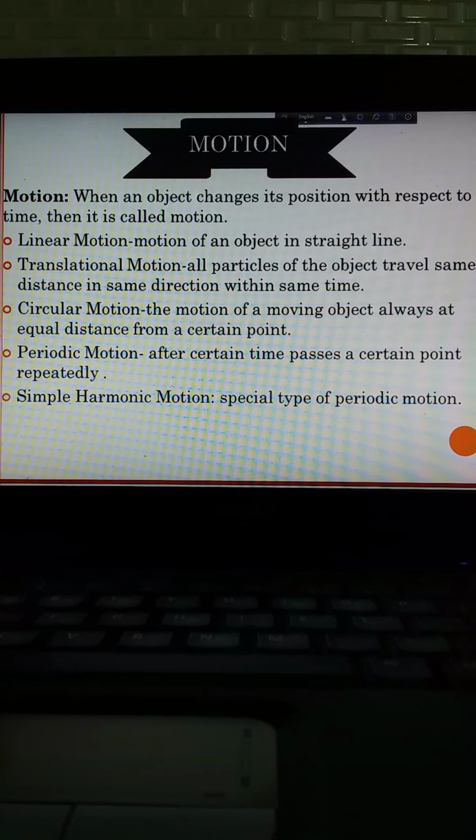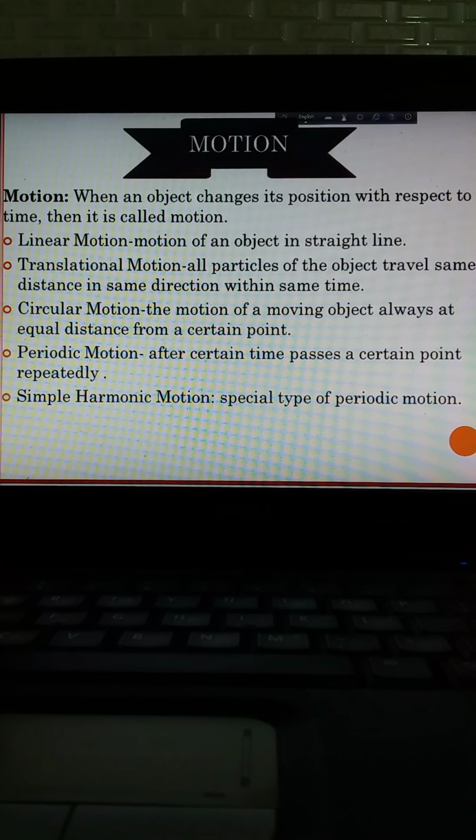What is linear motion? The motion of an object in a straight line is called linear motion. Translational motion: if all particles of the object travel the same distance in the same direction within the same time, then it is called translational motion. Circular motion: the motion of a moving object always at equal distance from a certain point is called circular motion.